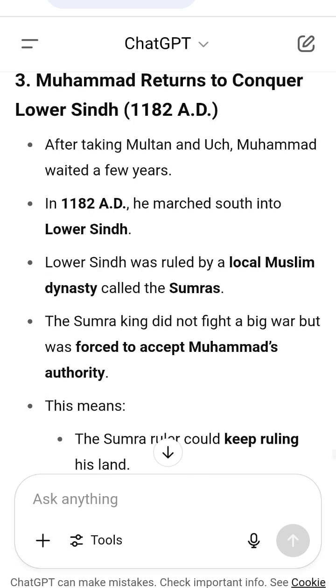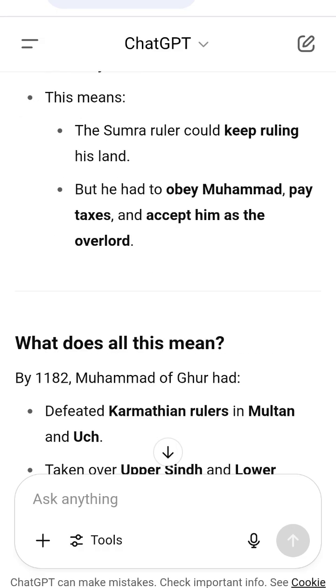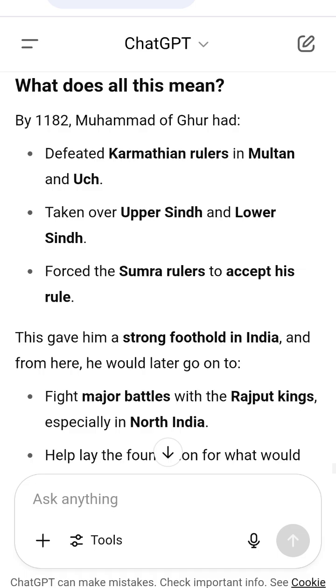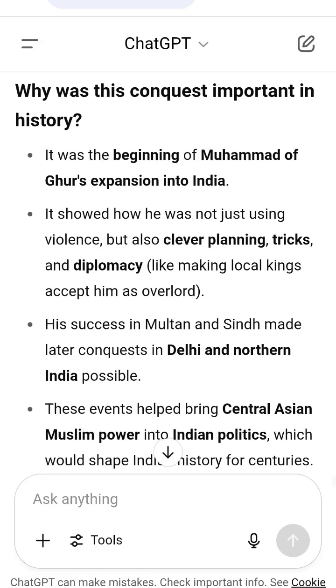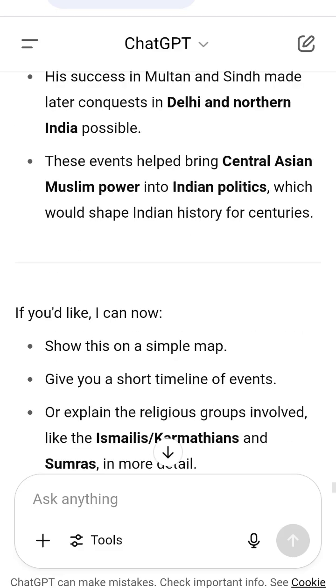Why was this conquest important in history? It was the beginning of Muhammad of Ghur's expansion into India. It showed how he was not just using violence, but also clever planning, tricks, and diplomacy, like making local kings accept him as overlord. His success in Multan and Sindh made later conquests in Delhi possible. These events helped put power into Indian politics, which would shape Indian history for centuries.